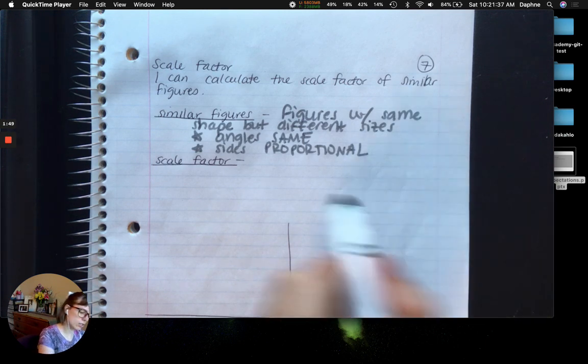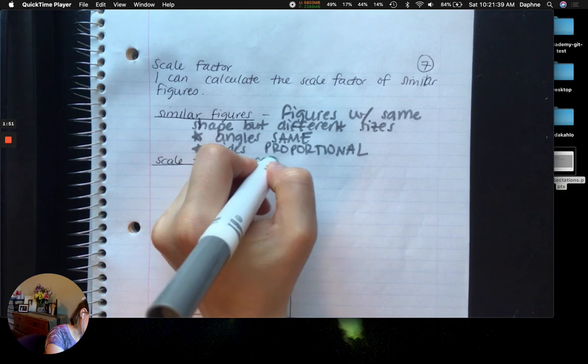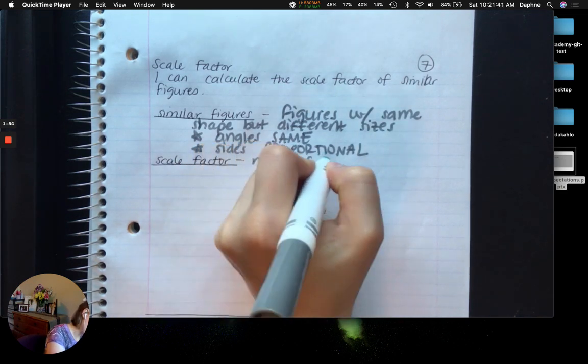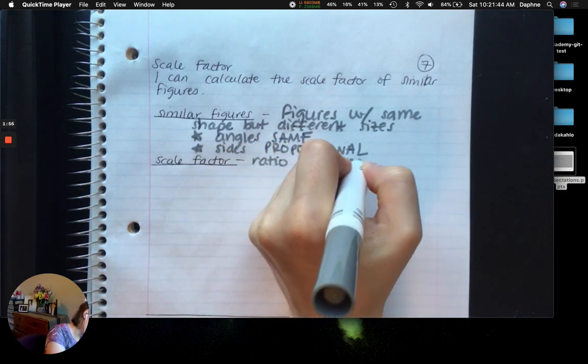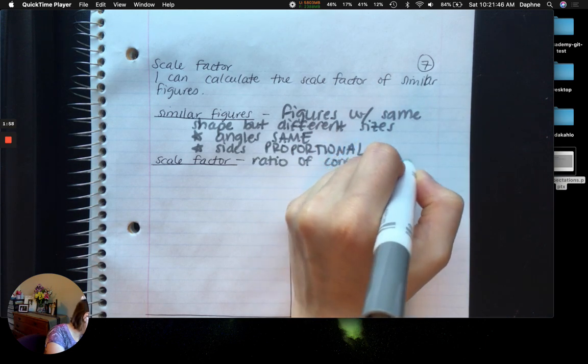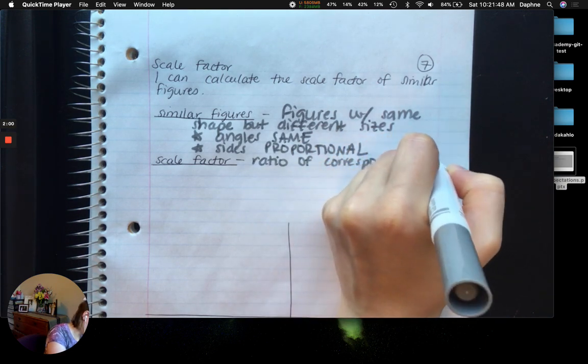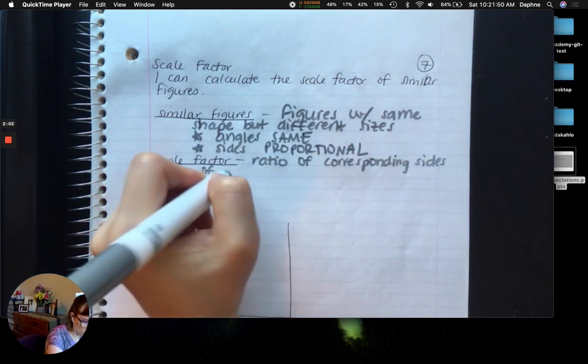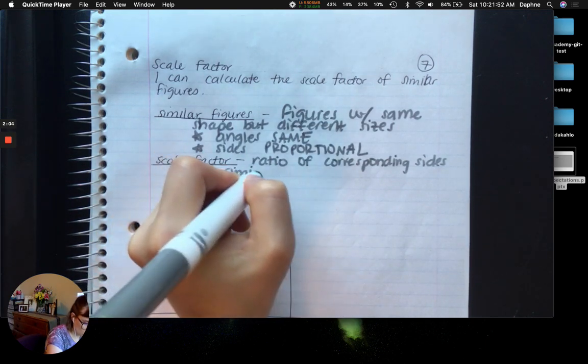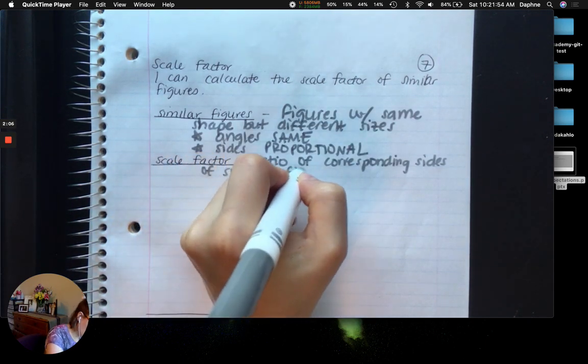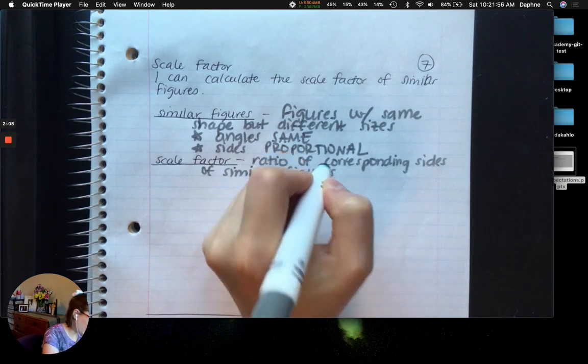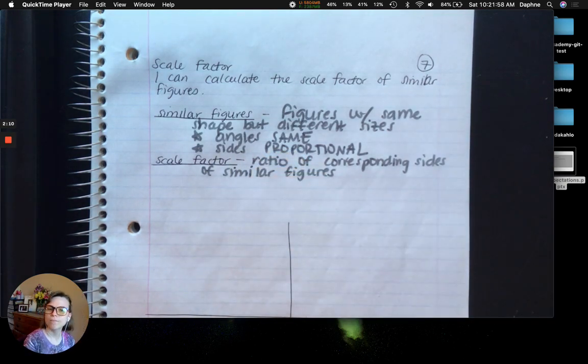Scale factor. This is the ratio of corresponding sides of similar figures. And you already know what a ratio is. Corresponding means they align with each other, and you're going to see that in our first example.